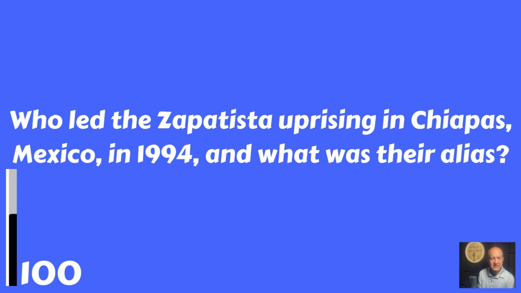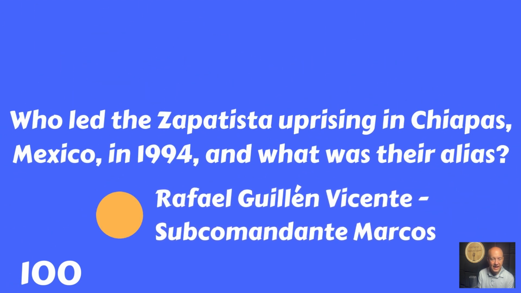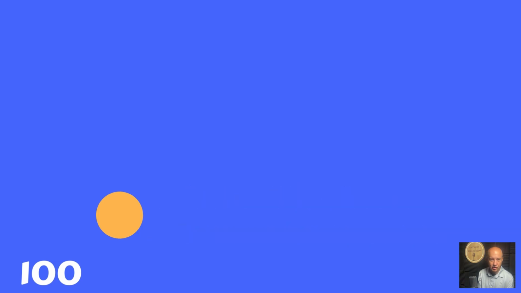Who led the Zapatista uprising in Chiapas, Mexico in 1994? And what was their alias? That was Rafael Guillen Vicente, Subcomandante Marcos.